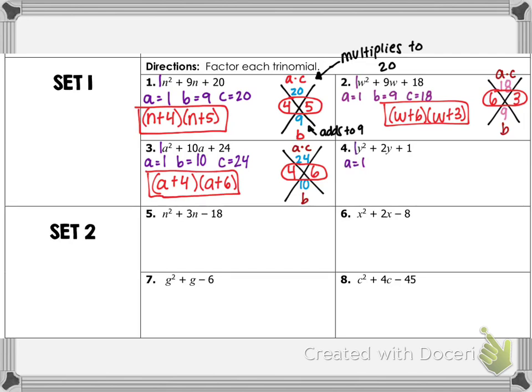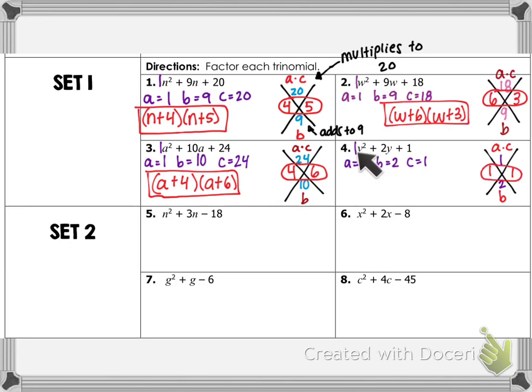Okay, A again is 1, B is 2, C is 1. Let's draw the x. A times C goes on the top, B goes on the bottom. What multiplies? So A times C is 1 times 1, so that's a 1 up there. B is the middle term, B is 2. What multiplies to 1 and adds to 2? So a lot of people get confused here, but remember, to get to 1, you do 1 times 1, right? And 1 plus 1 is 2, so that's your answer.